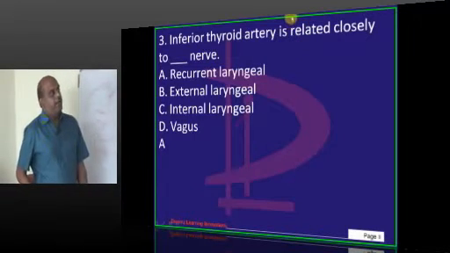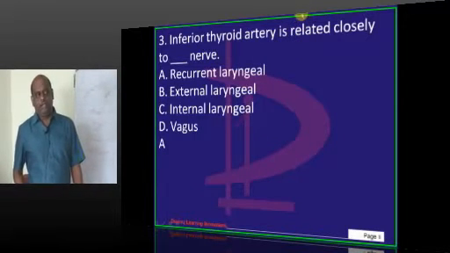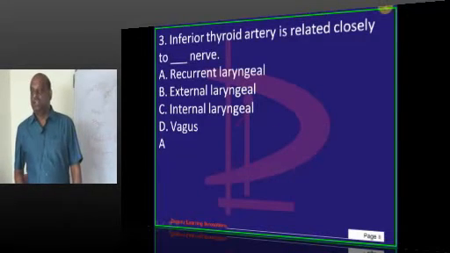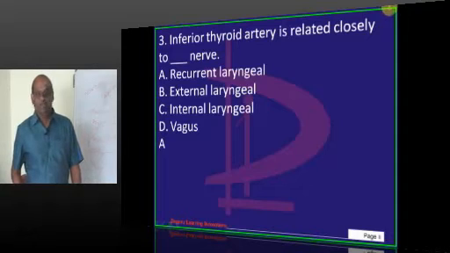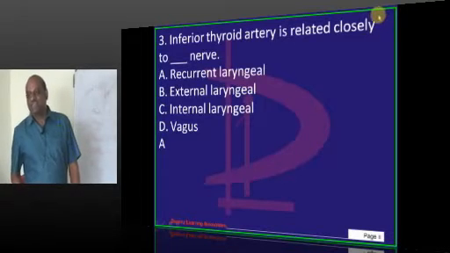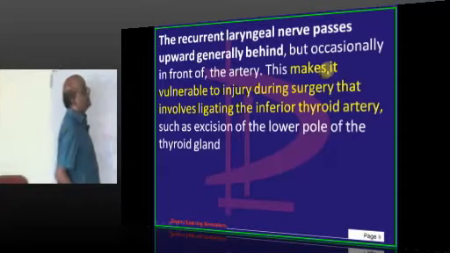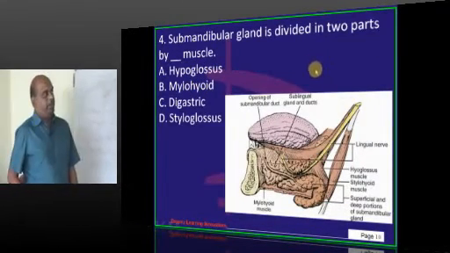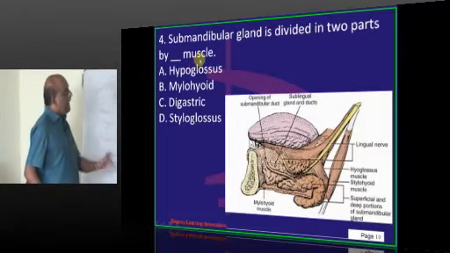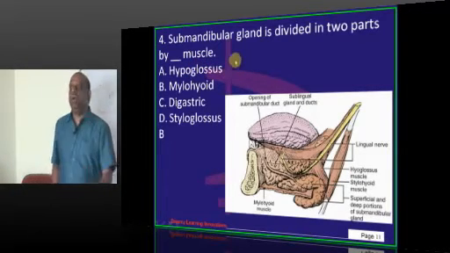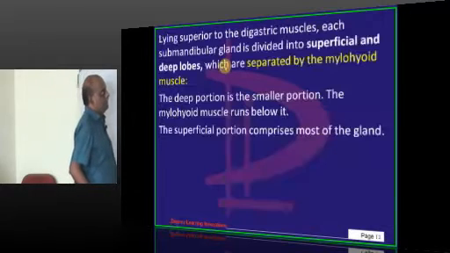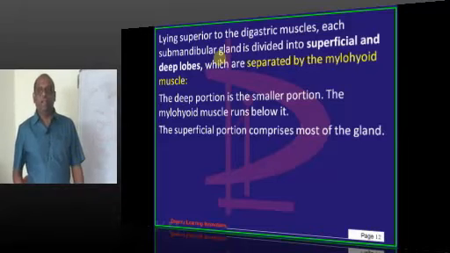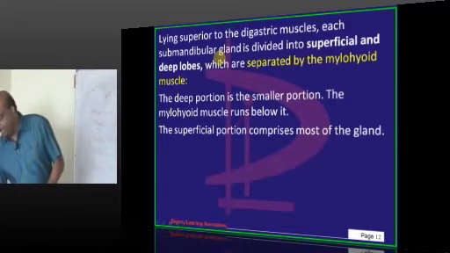Inferior thyroid artery is very closely related to the recurrent laryngeal nerve. Some of you are going to be the finest endocrine surgeons, knocking out a thyroid for breakfast, lunch and dinner. So the inferior thyroid artery is very closely related, and the highly vulnerable structure would be the recurrent laryngeal. Submandibular gland, it is the mylohyoid which will be dividing it into two parts, superior and inferior. So salivary gland anatomy is one of the favorite issues for the examiner.